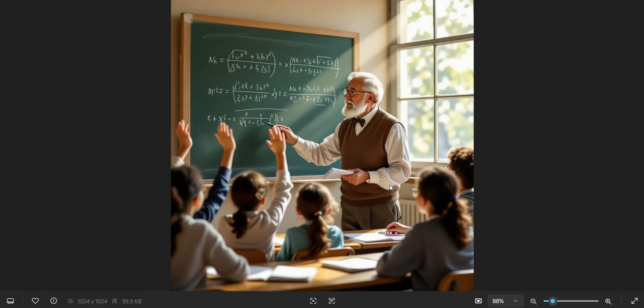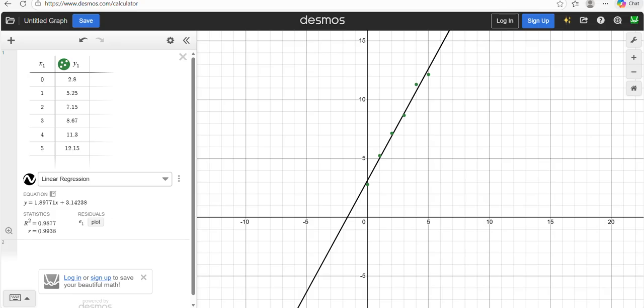So first of all, let's look at a Desmos graph that I have here. This is a simple set of data points, and I used the linear regression tool in Desmos to find a regression line. The line that predicts other data points in this set would be y equals 1.897771x plus 3.14238. That would predict a new value of y given a different x value. For example, if we wanted to find y when x is 6, we could plug it into this equation and find a predicted value of y.